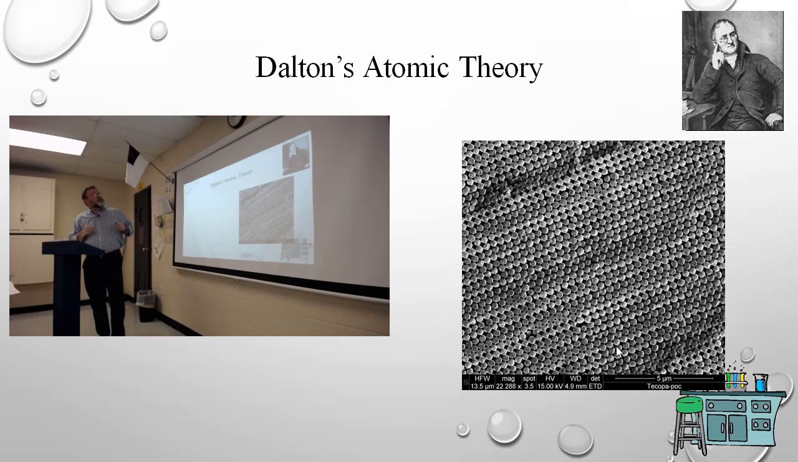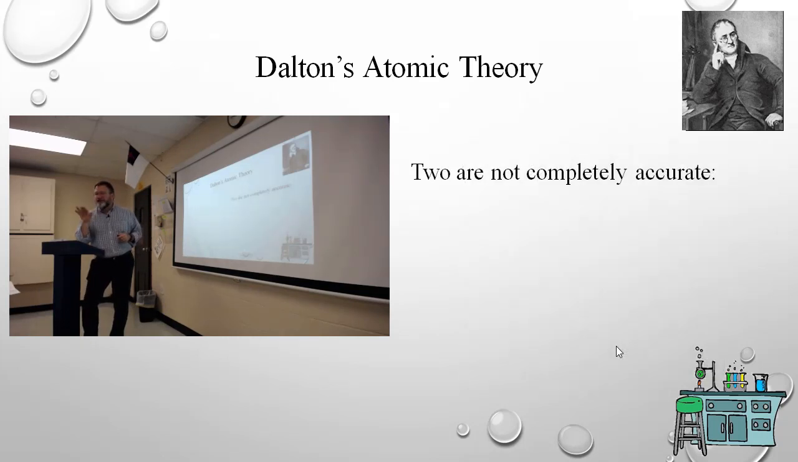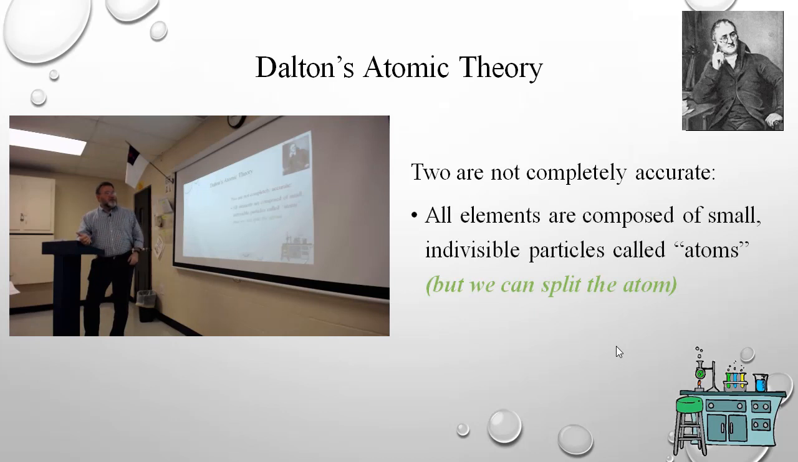So Dalton's theory has a few little things about it that we're going to push against, though. Okay, Dalton's 4 points, right? But 2 of them are not completely accurate. And I've already kind of inferred this already. Dalton said that all elements are composed of small individual particles called atoms. And I've said this many times. Yeah, that's true, but we can split the atom.